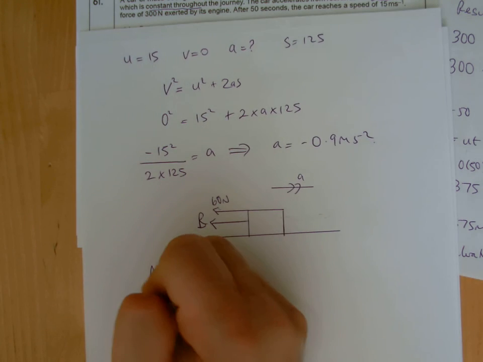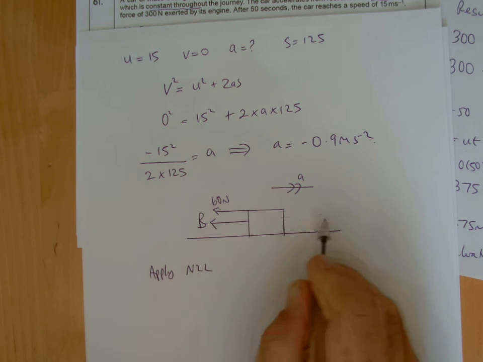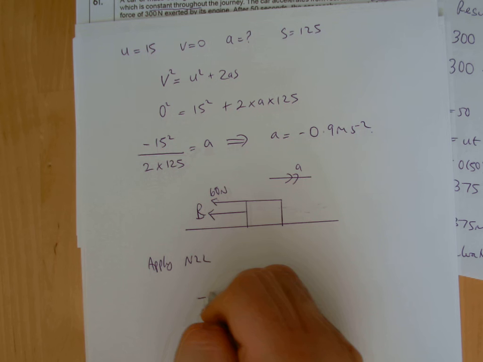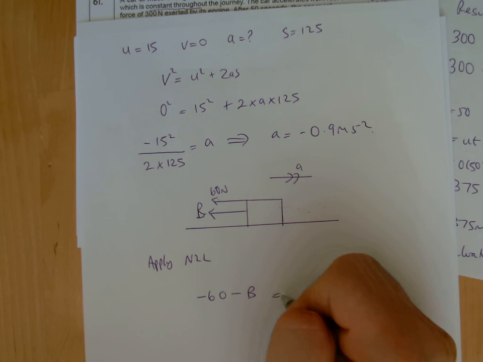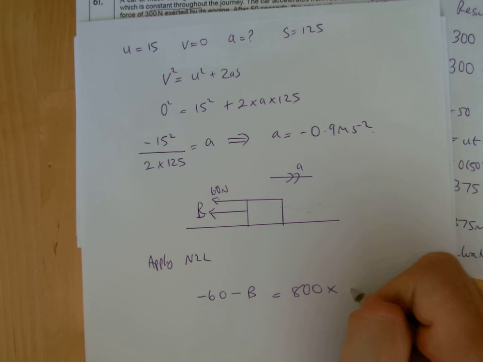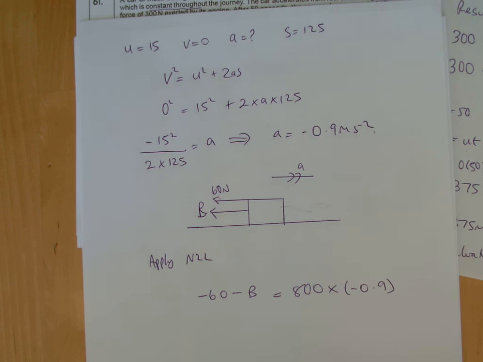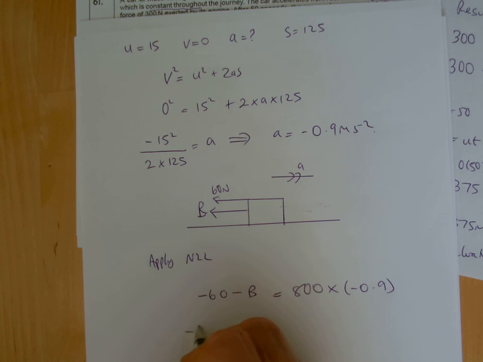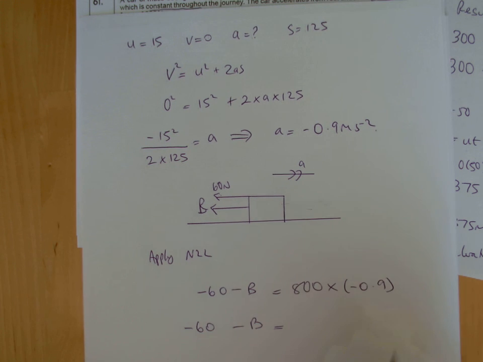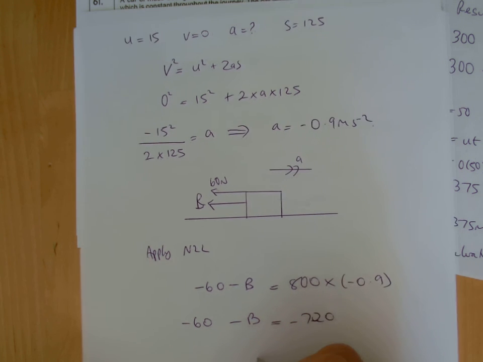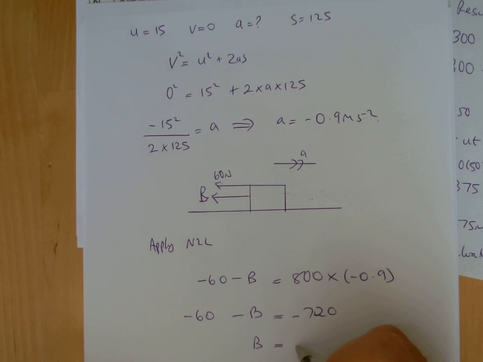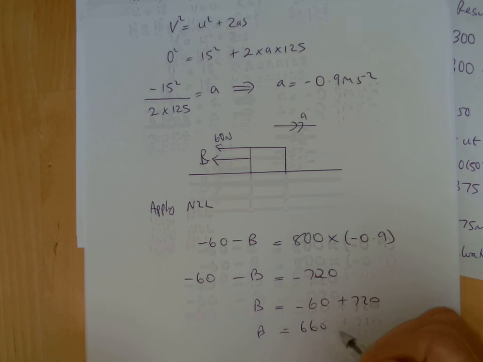So when we apply Newton's second law, okay, nothing going forward, you've just got these resistances, you've got take away 60, take away B. That's what the resultant force is going to be. Equals then to mass, which is 800, times then the acceleration, which is minus 0.9. And it's the case then of plugging that into your calculator to get B. So minus 60, if you take that over, let's just work that out first. So we've got 720 there, and then you can get your B by doing minus 60 plus 720, so B will equal 660 newtons.